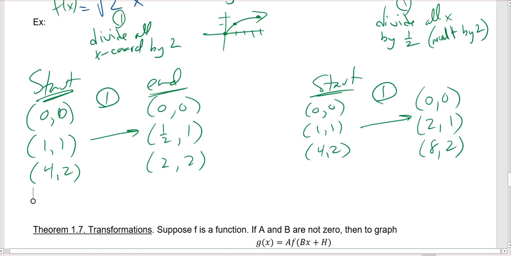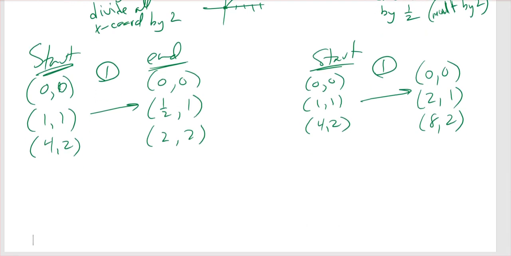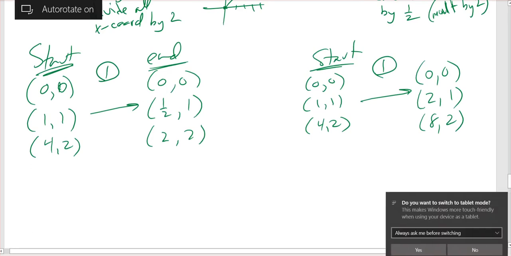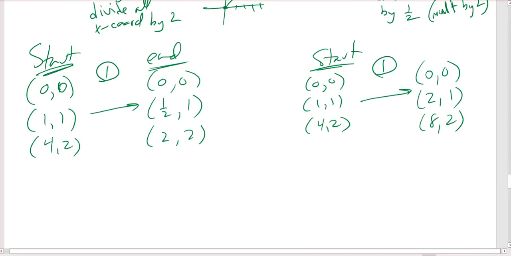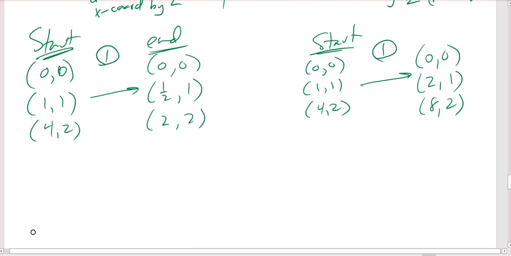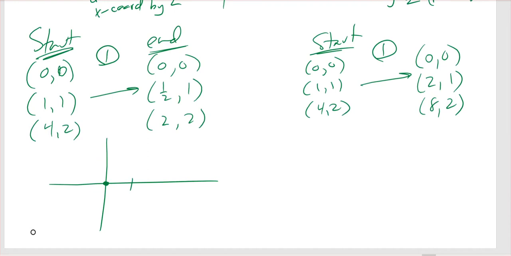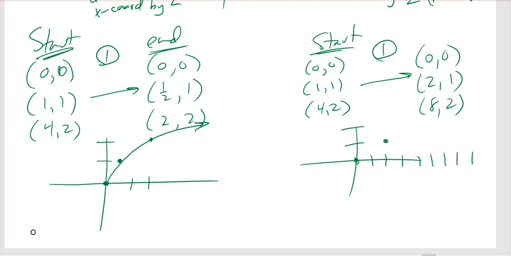All right, so if we're going to go and draw these, I need a little more room again. This one here, we would have (0, 0), (1/2, 1), and then (2, 2). So it'd be like that. And then we can draw this one. We've got (0, 0), we've got (2, 1), and we've got (8, 2).